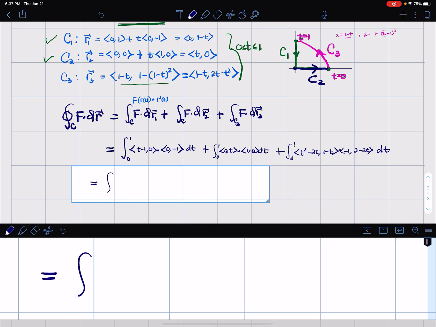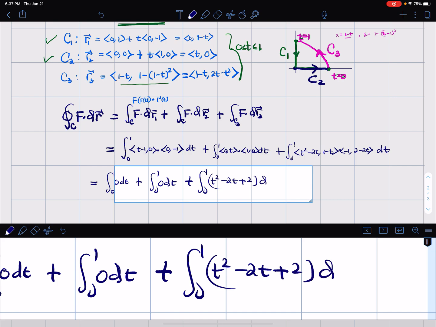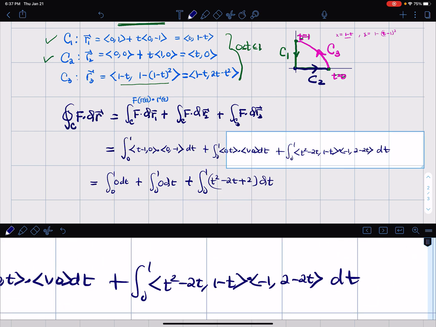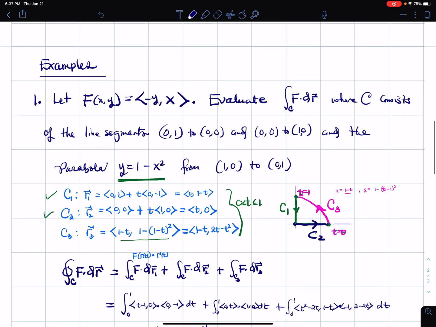So the first integral is 0 dt. Yay! 0 is a nice thing. 0 is very merciful. All right, the third is the integral from 0 to 1 of t squared minus 2t plus 2. That's what I got. If you do the dot product, you get that. And this should give you 4 over 3. That's our answer. Okay. So that's how we do line integral from what we already know.